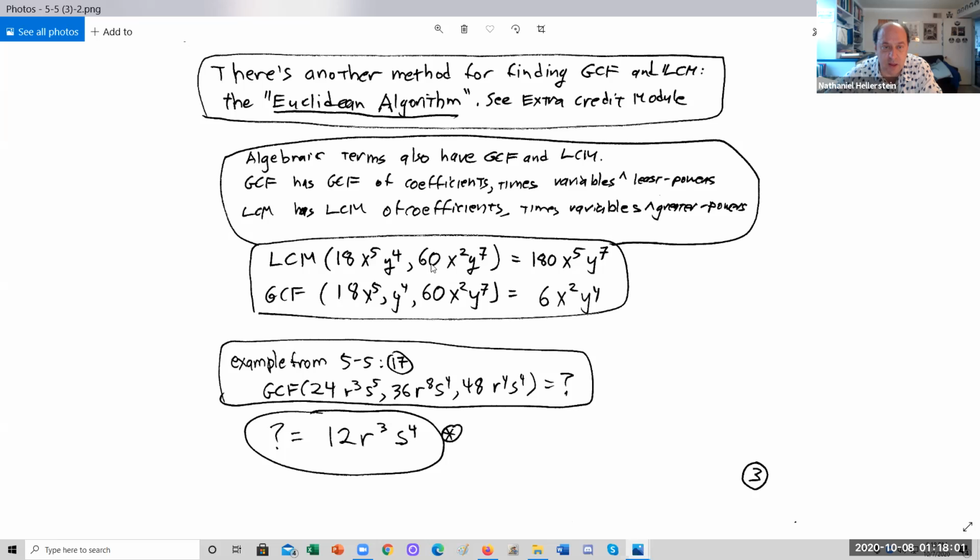18 and 60, their least common multiple is 180. We have x to the 5 and x to the 2. We use the greater power, x to the 5. Here's y to the 4, y to the 7th. We use the greater power, y to the 7th. So 18, x to the 5th times y to the 4th.